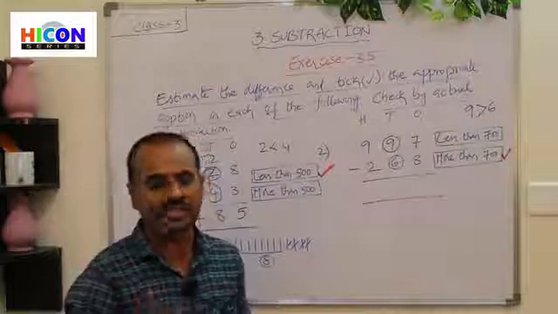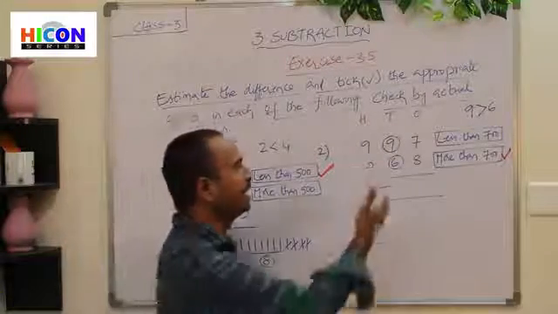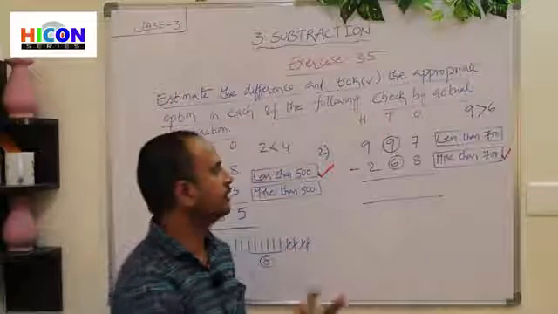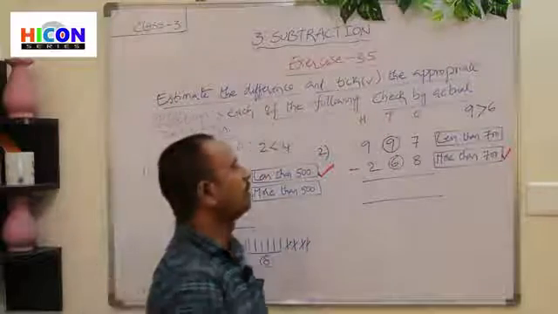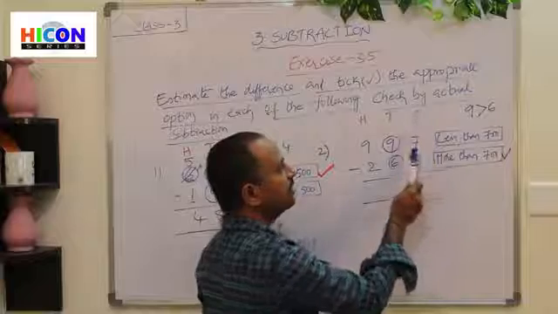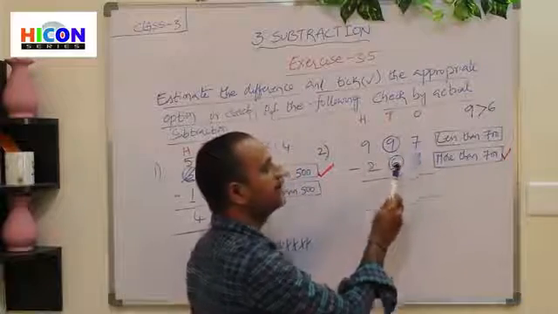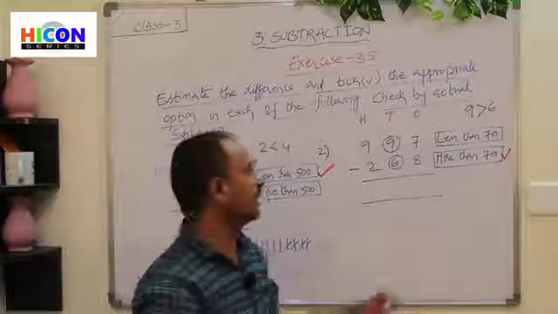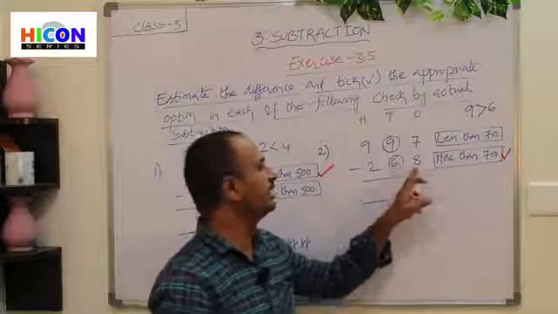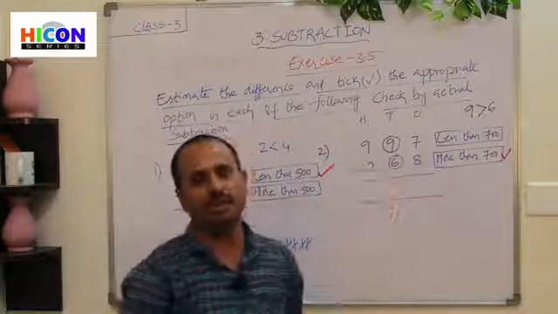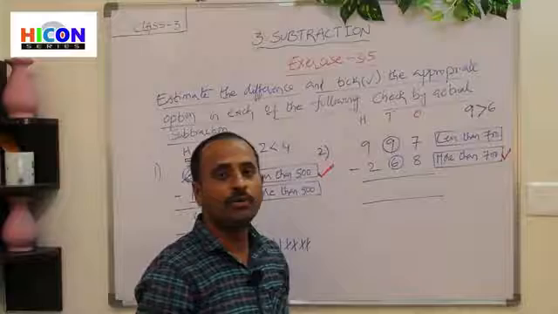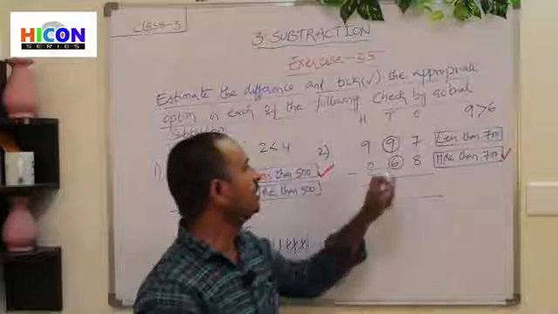Now we will check our estimation by doing the actual subtraction. Let us do the subtraction first. Start from the ones place. What are the digits in the ones place? 7 and 8 are present in the ones place. We cannot subtract 8 from 7 because 8 is the greater number and 7 is the smaller number. So we have to borrow from the next place.